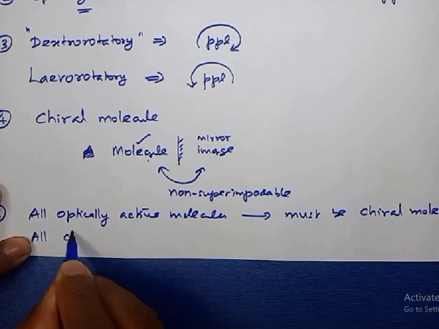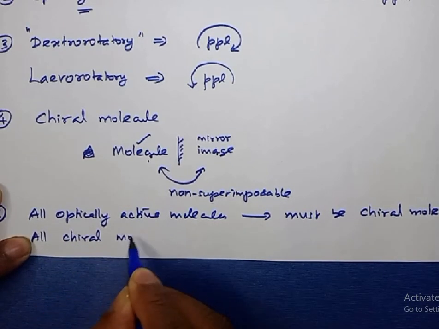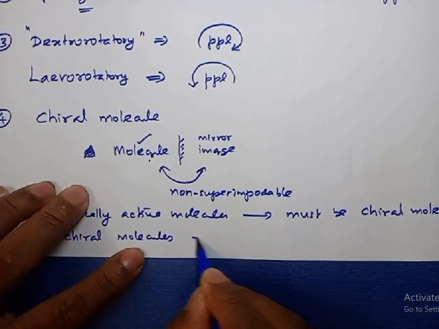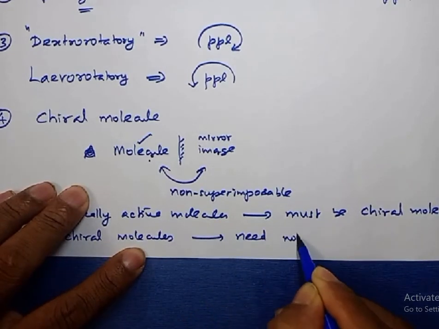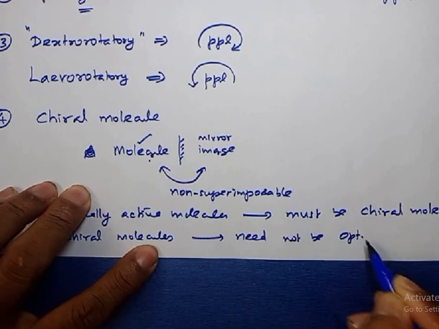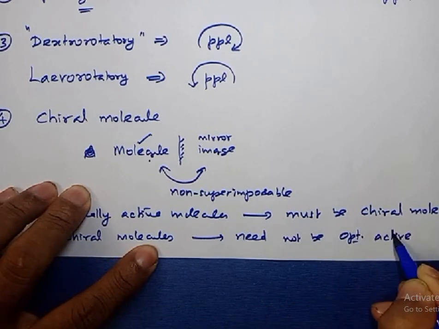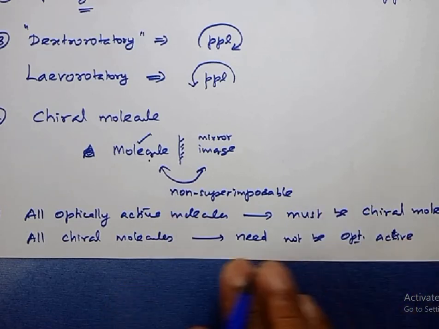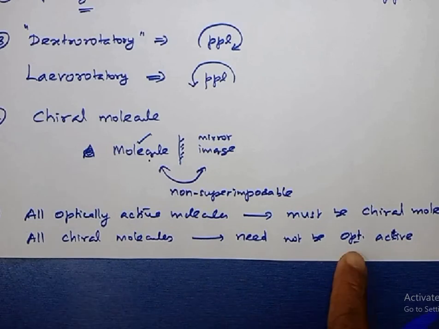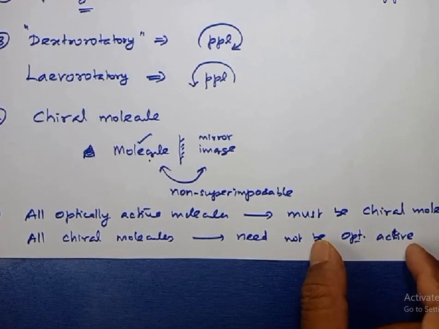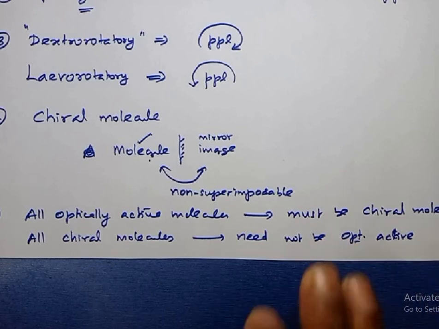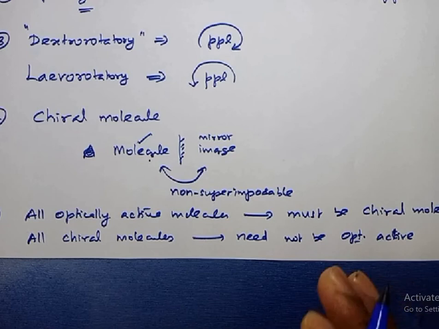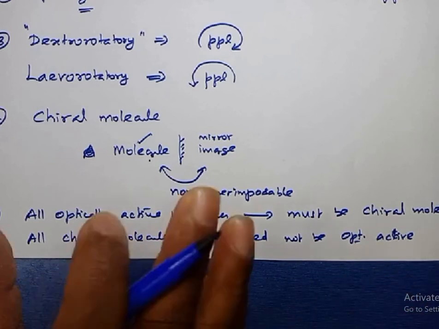Okay, so this is the point you should keep in mind. All chiral molecules need not be optically active. Need not be optically active. All optically active molecules must be chiral, no doubt in that. But all chiral molecules need not be optically active, because optically active is related to the experiment. Only through experiment can you say whether a molecule is optically active or not, not just by seeing the structure.